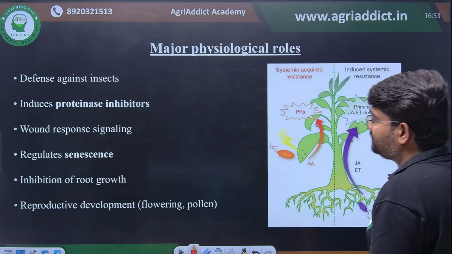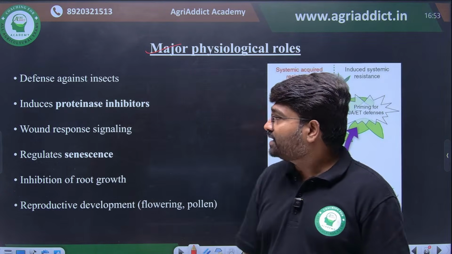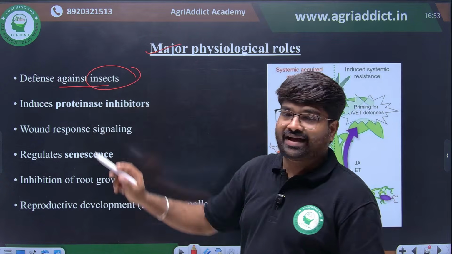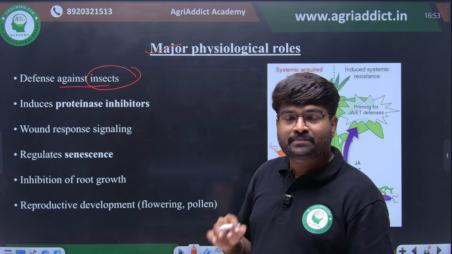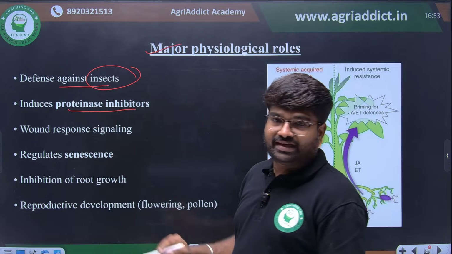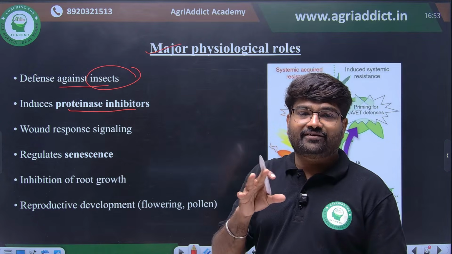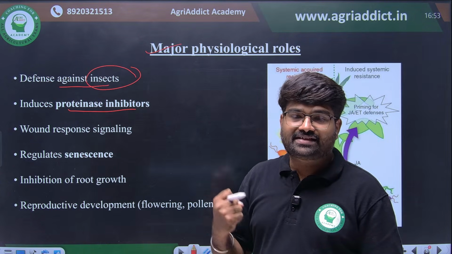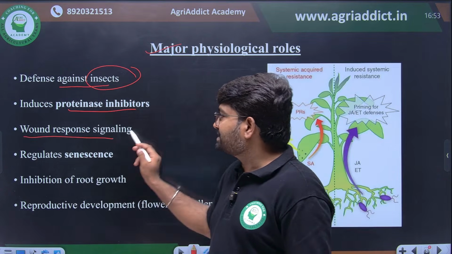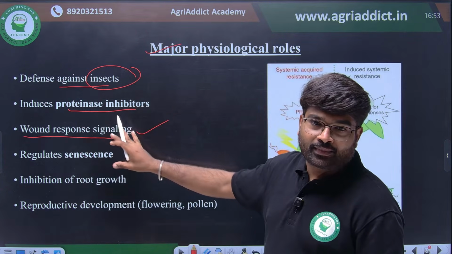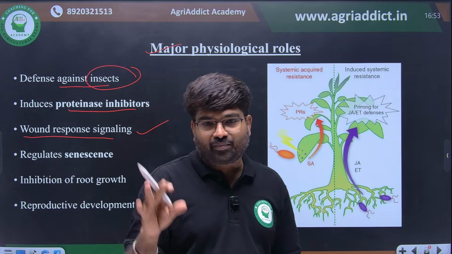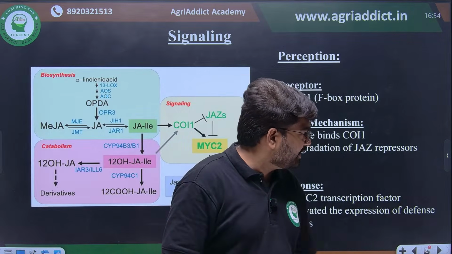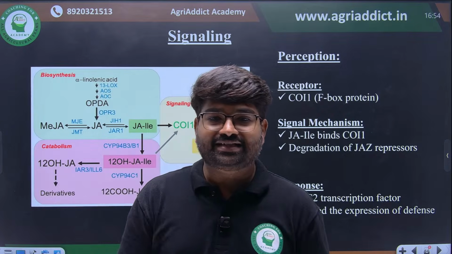So biosynthesis we have seen. What is the major physiological function? I already told it is a major hormone against stress, particularly against insects. How does it give resistance against insects? It will synthesize protease inhibitors. If the insect feeds on this, it will act as a feeding deterrent. In this way, it is giving insect resistance. Another thing is that wound response signaling will be done. This is a key important point. Again, for herbivory the most important hormone is jasmonic acid. Against virus and pathogens it is salicylic acid, which we are going to see in the upcoming slide.